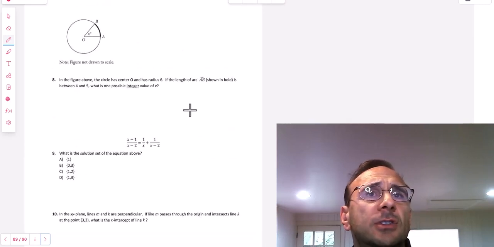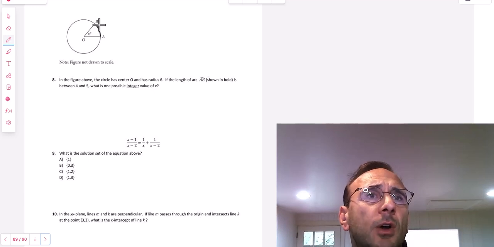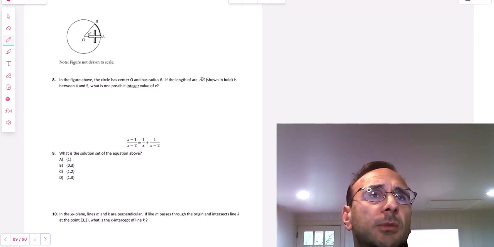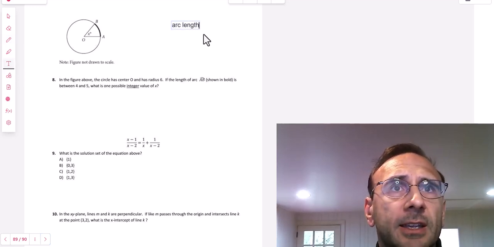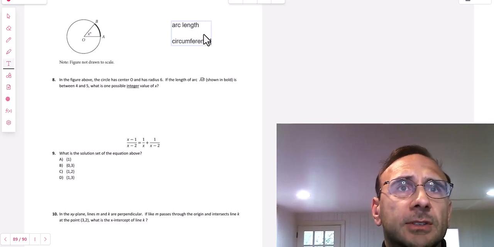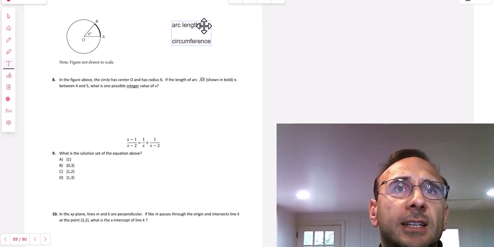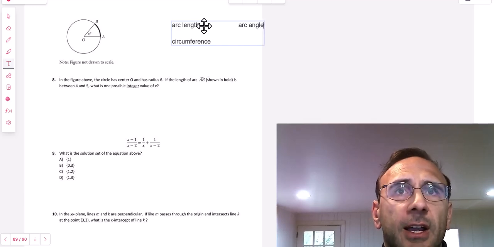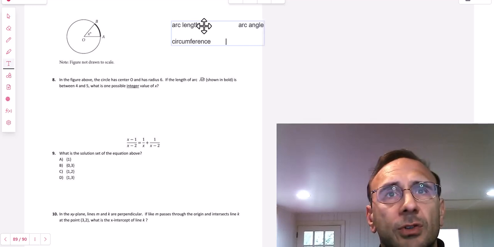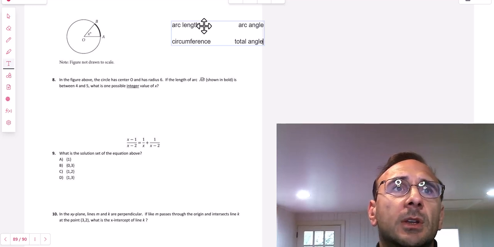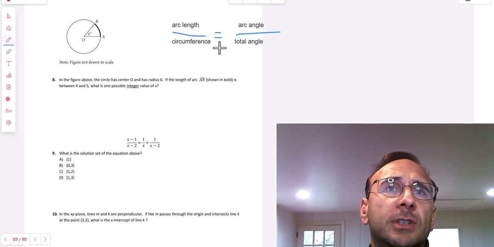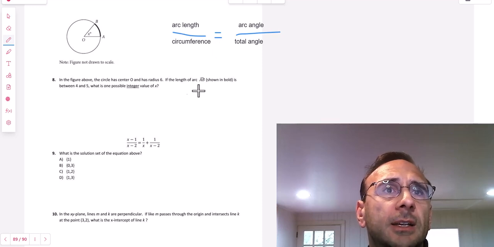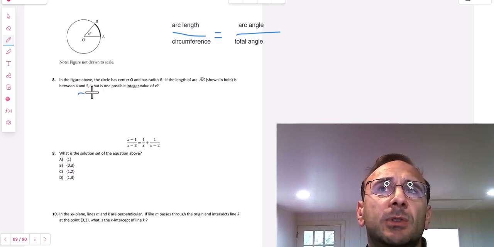Number 8, here's a circle. We have an arc that's somewhere between 4 and 5. What's a possible value of the angle? So we know the arc length is some fraction of the circumference, and whatever that fraction is has to be the same as the arc angle over the total angle of the circle. It's basically little over big equals little over big, and 3 out of 4 of those things we can know or find.